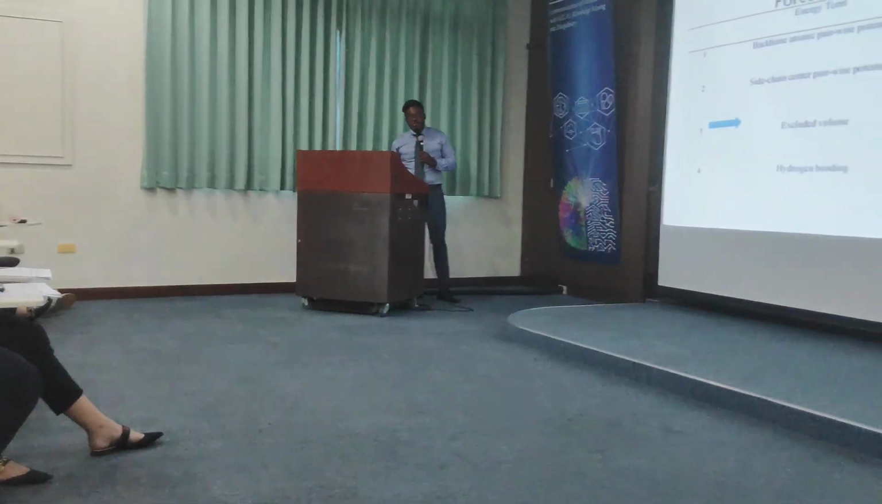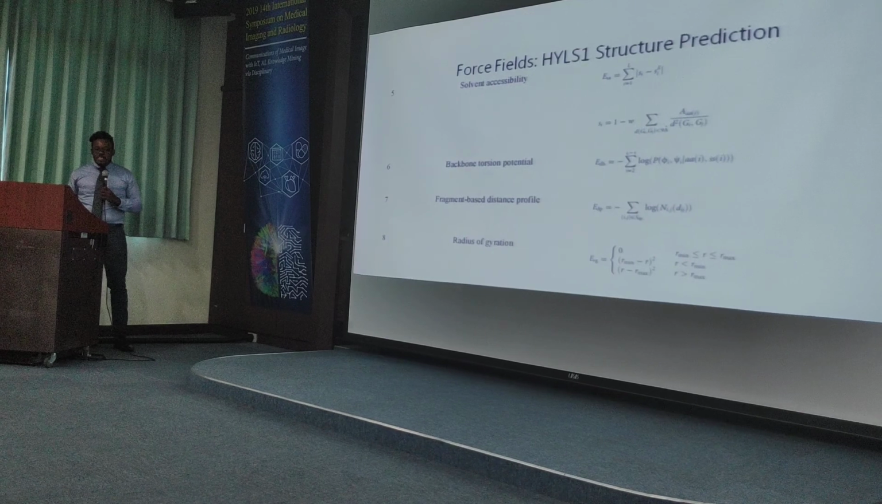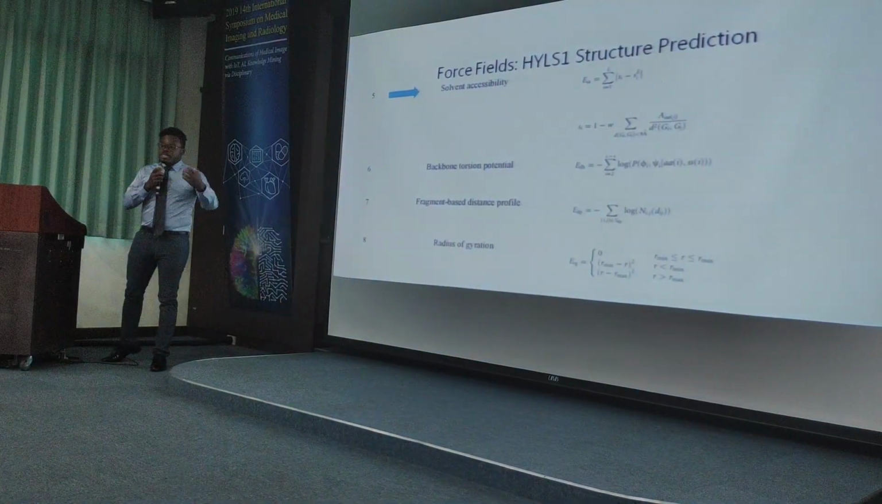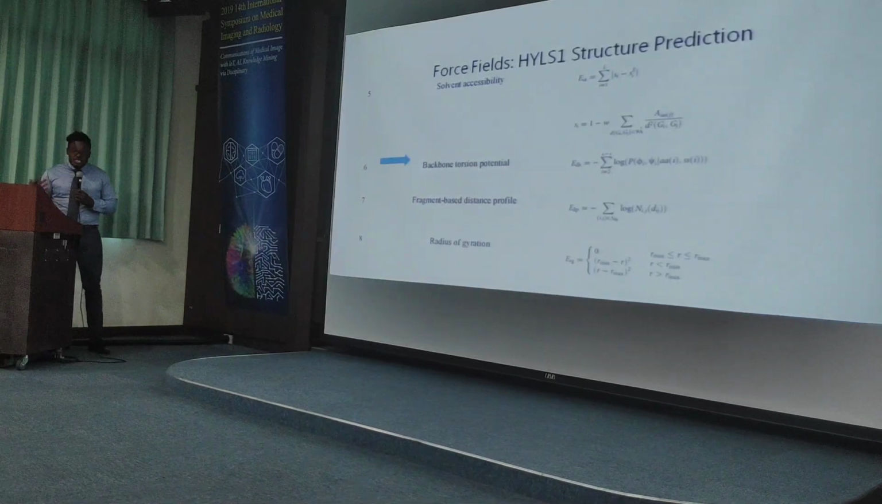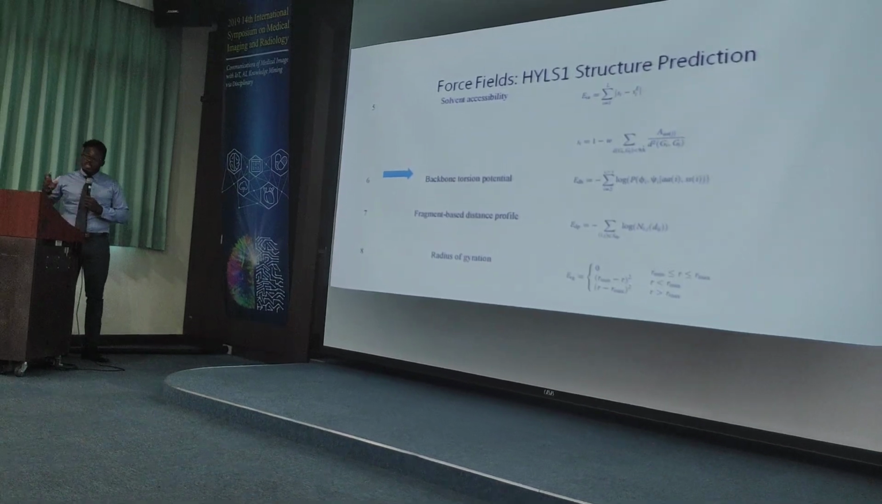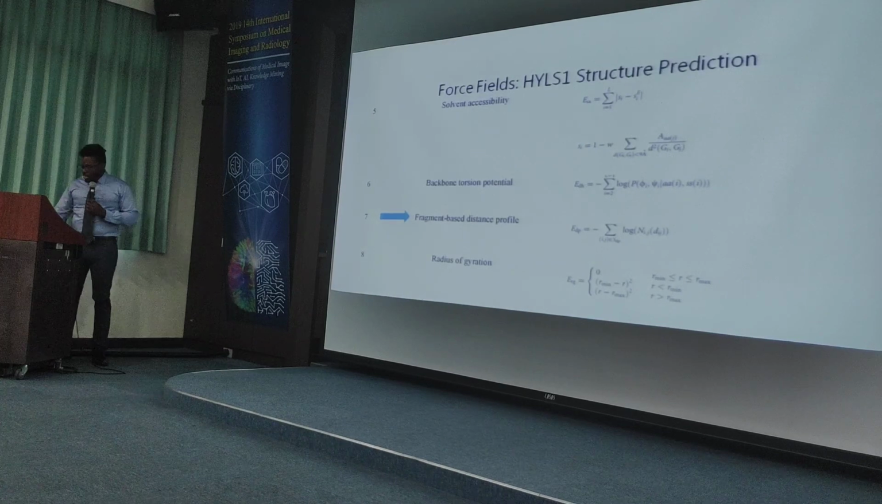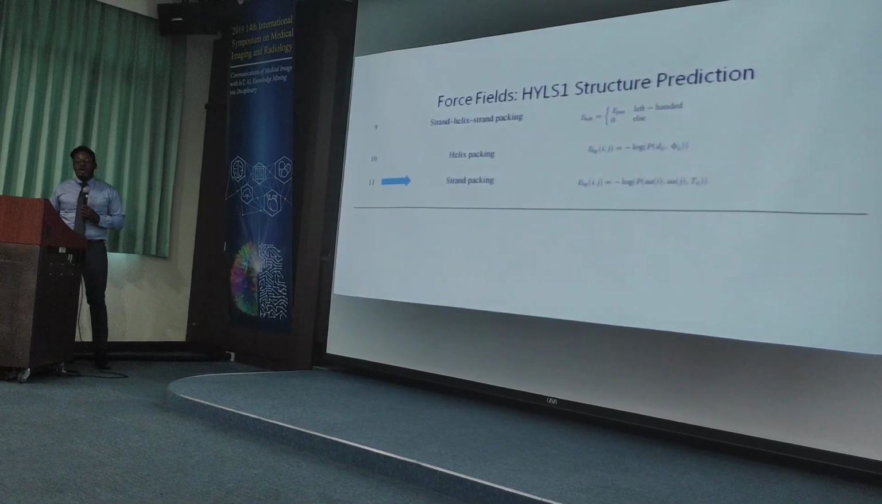First is backbone. Proteins have backbones. They have side chains. They have excluded and included volumes. We see hydrogen bonding. We see also things like solvent accessibility. When a protein is in the blood, the blood serum is the solvent, right? And it has a particular pH. We look at backbone torsion potentials, how flexible the protein is. We look at distance profiles, radius of gyration, helix packing, and strand packing.